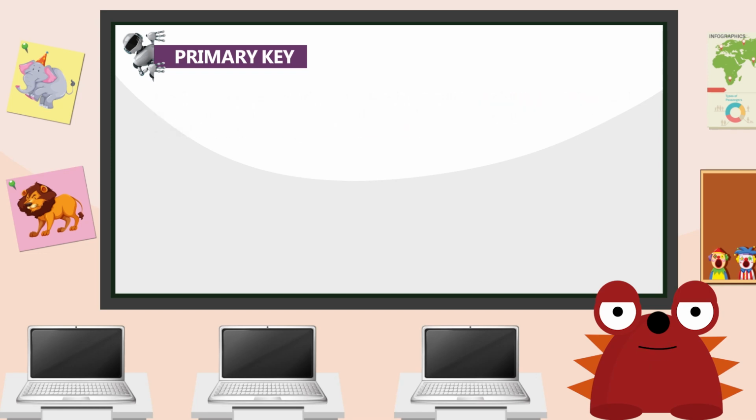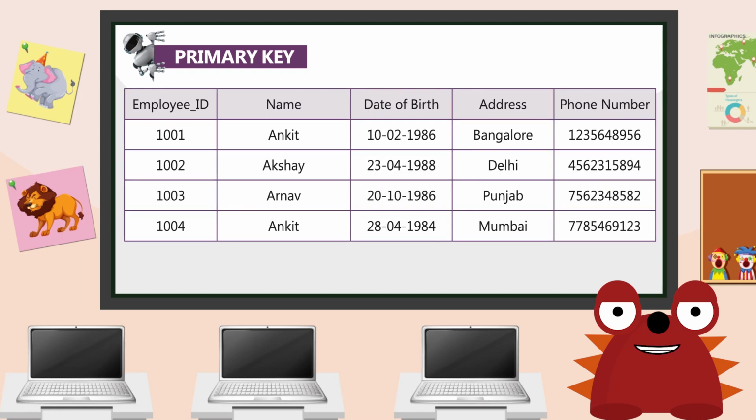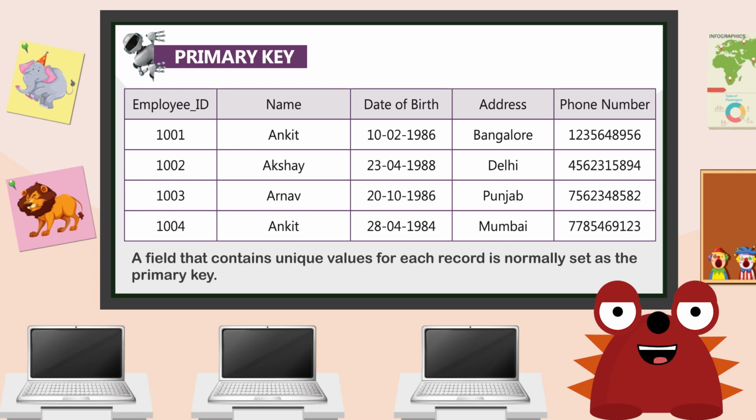For example, consider a table given below, employee details, that stores values such as employee ID, name, date of birth, address, and phone number. In this table, two employees can have the same name, but they cannot have the same employee ID. Therefore, we need to make the employee ID the primary key. A field that contains unique values for each record is normally set as the primary key.